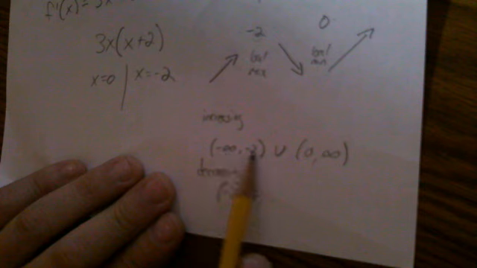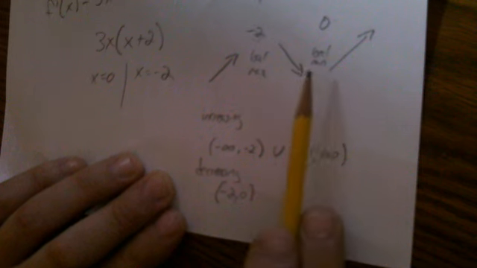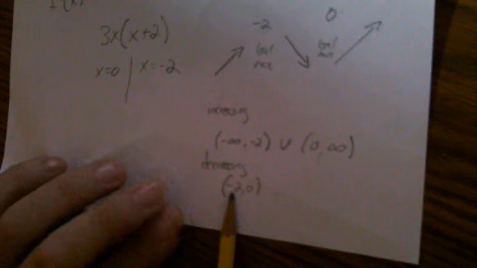The function is decreasing on the interval negative 2, 0. I'm not including any of these endpoints because negative infinity is not a number at all. Negative 2 is not increasing or decreasing. 0 is not increasing or decreasing. Infinity is not even a number. And it's not increasing nor decreasing at negative 2 and 0 because the derivative is 0 there.